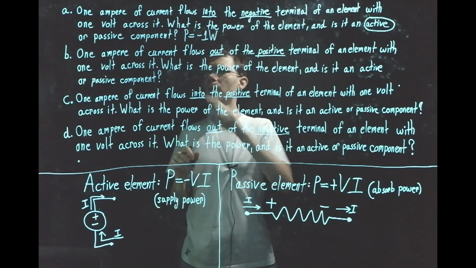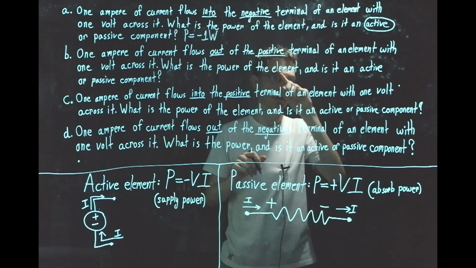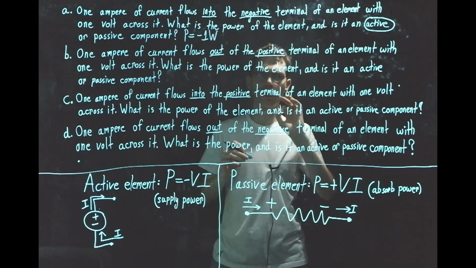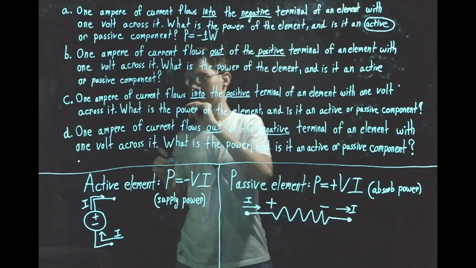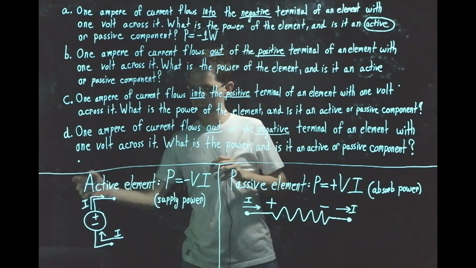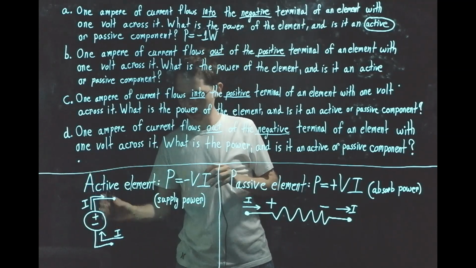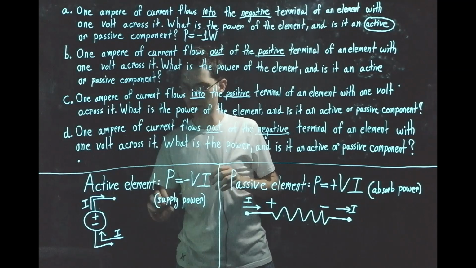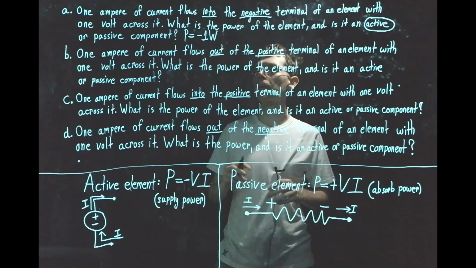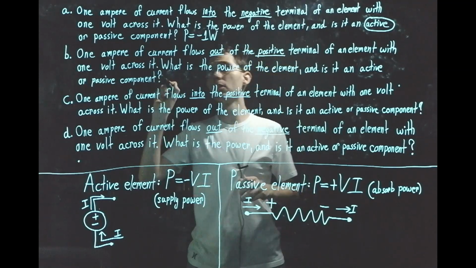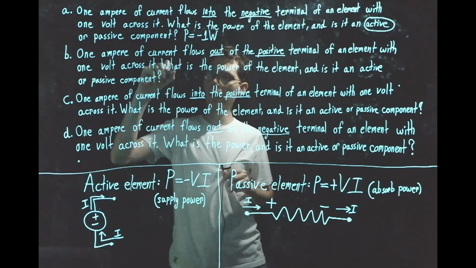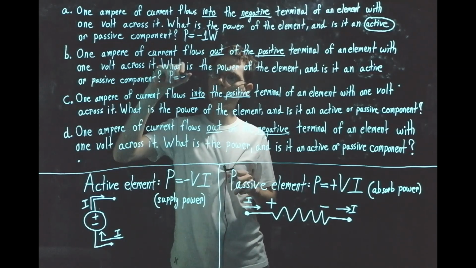Prompt B, 1 ampere of current flows out of the positive terminal of an element with 1 volt across it. What is the power of the element, and is it an active or passive component? Again, if the current is flowing out through the positive terminal, it is an active element. Therefore, its power calculation will be negative. And still, 1 ampere is flowing through it, and the voltage across it is 1 volt. Therefore, the power again is negative 1 watt.